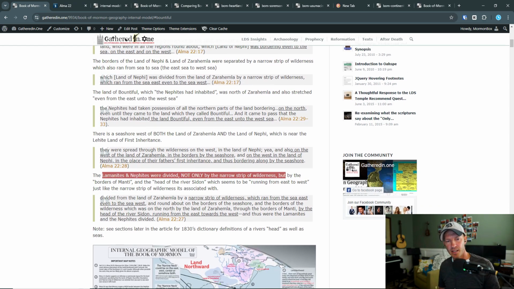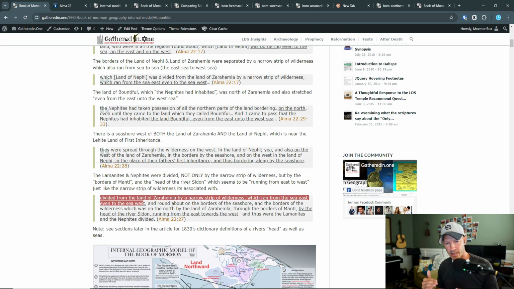Which way it's running. So it says they're divided from the land of Zarahemla by a narrow strip of wilderness which ran from the sea east to the sea west. We already went over that, right? The land of Nephi and the land of Zarahemla are divided by a narrow strip of wilderness, and that narrow strip of wilderness runs from the east sea to the west sea, right? And it says, and roundabout on the borders of the seashore and the borders of wilderness, which is on the north by the land of Zarahemla. So it's saying the Lamanites also run about the borders of the seashore and a wilderness which was on the north by the land of Zarahemla.